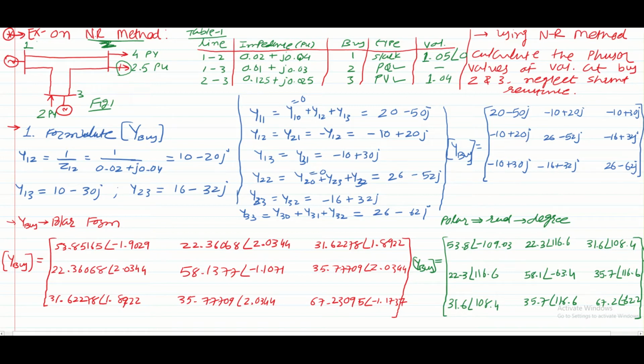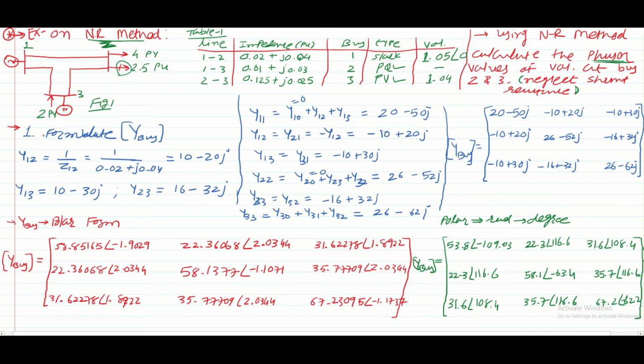Let us see what they have asked us to calculate. So using NR method, calculate the phasor values of, yes, underline this word, phasor values of voltage at bus number 2 and 3. Phasor values of voltage at bus number 2 and 3. Here condition is given of one assumption: neglect the shunt admittance or reactance at each transmission line.